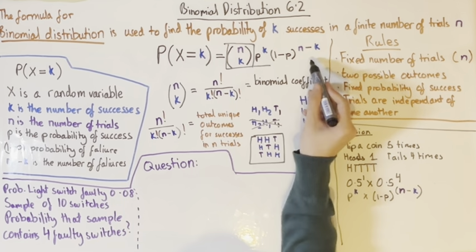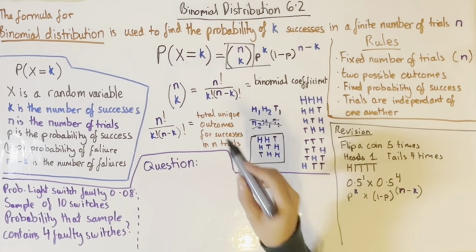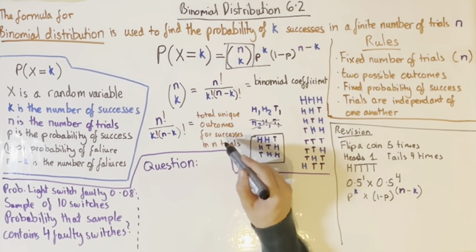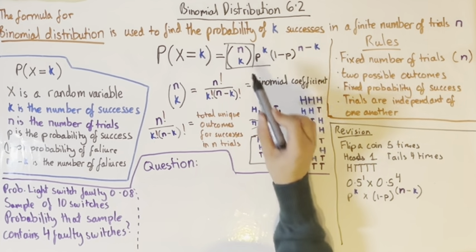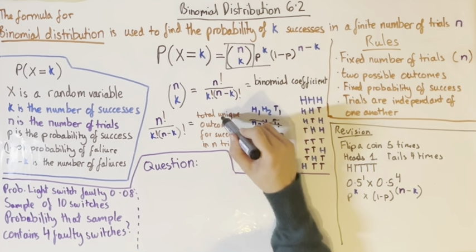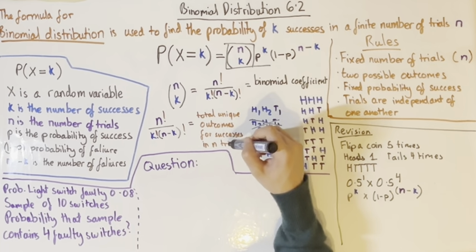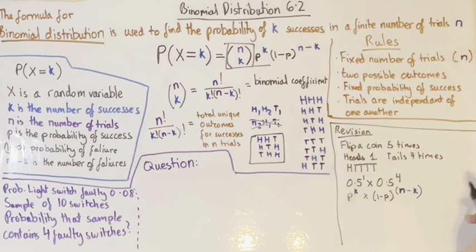Now we'll move on to the other part. So now that we have our total unique outcomes for successes in n trials, we need to figure out the probability of getting these unique outcomes for successes in n trials. So now we're going back to a little bit of GCSE, a little bit of earlier maths revision. Starting off with a simple example, if we flip a coin 5 times, and we get one heads, and we get 4 tails.